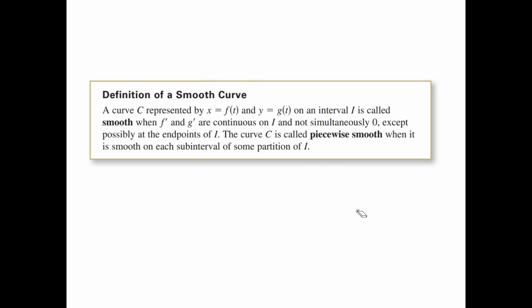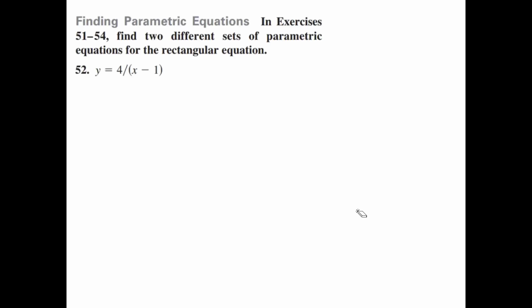So definition of a smooth curve. Curve C represented by x equals f of t and y equals g of t on an interval I is called smooth when f prime and g prime are continuous on I and is not simultaneously 0, except possibly at the endpoints on I. The curve C is called piecewise smooth when it is smooth on each subinterval of some partition of I. So now we can define what smooth is. And smooth is just defined as long as your derivatives are continuous and not simultaneously 0. Okay.